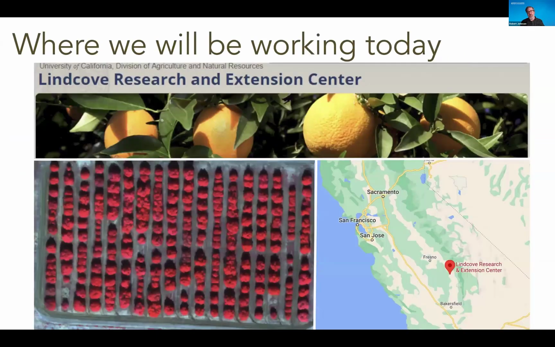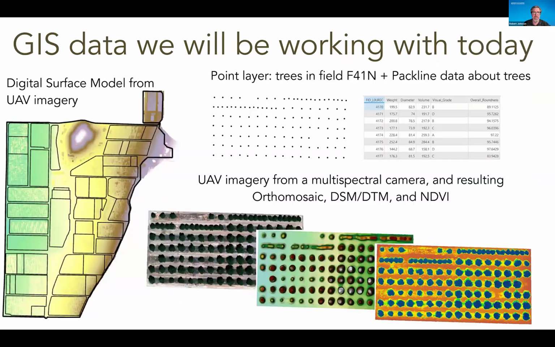Okay, so a little background on the data we're working with today and where it comes from. This is data that is all coming from one of our research and extension centers, in this case, the Lindcove Research and Extension Center that's near Visalia, a little bit southeast of Fresno. This is one of our agricultural centers that's pretty much all citrus crops. There's a few other things, but it's very, very heavily citrus. And I think one of the fields we're looking at today is orange trees, I believe.